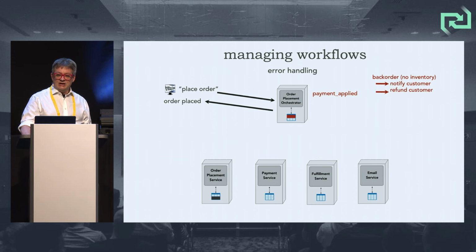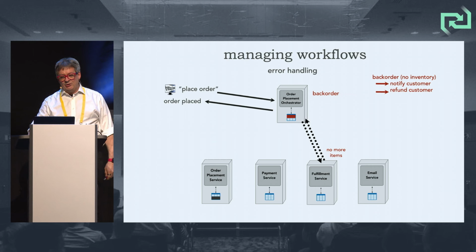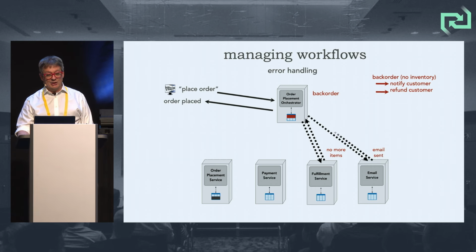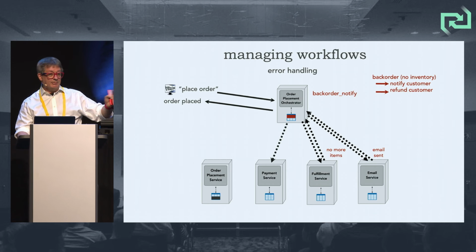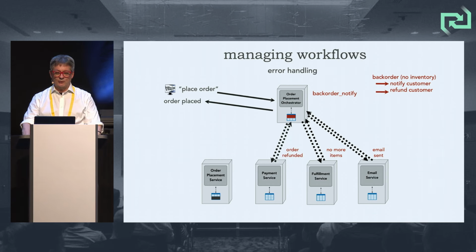But what happens if we're in a back order state? We don't have inventory. So we're at the payment applied state in my workflow, but when I try to go to fulfillment, there are no more items. Now the orchestrator needs to go back, first of all, and email the customer and say, sorry, it's back ordered, but it also needs to go back to the payment service and say, would you refund them, please, because we've applied payment, we don't actually have the thing to ship to them. So would you clean that up for me?